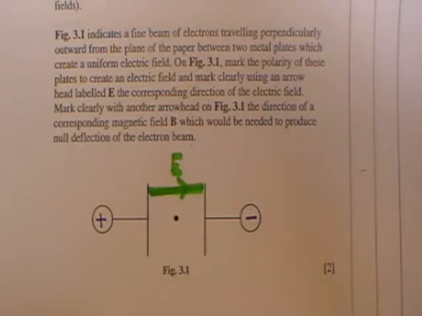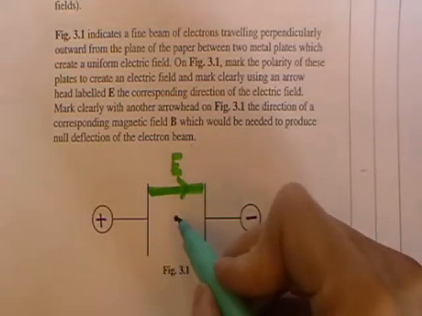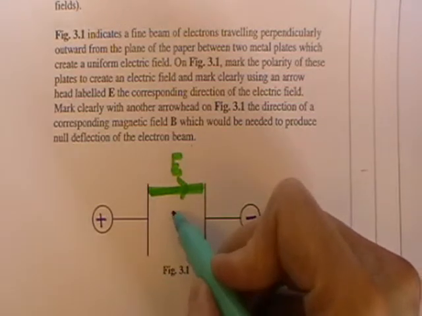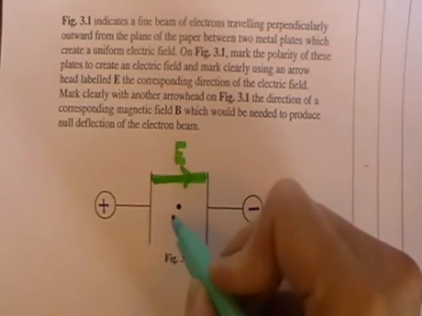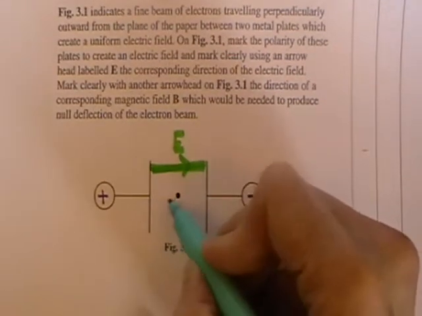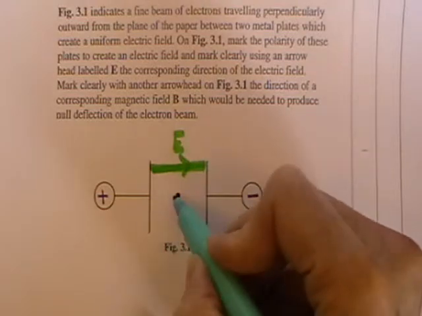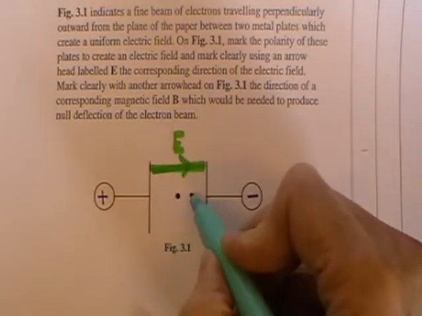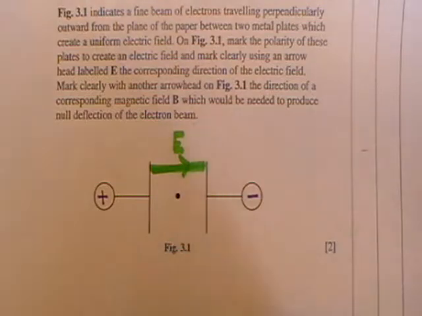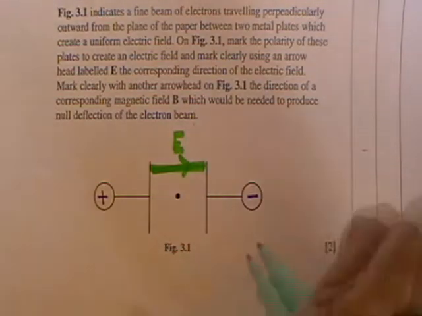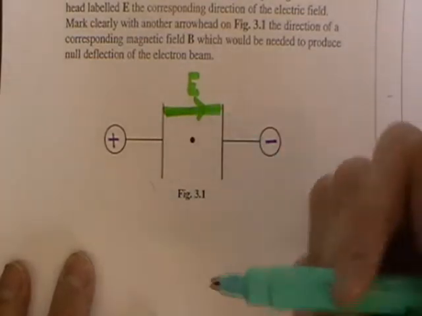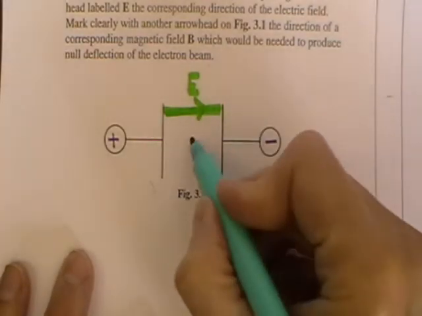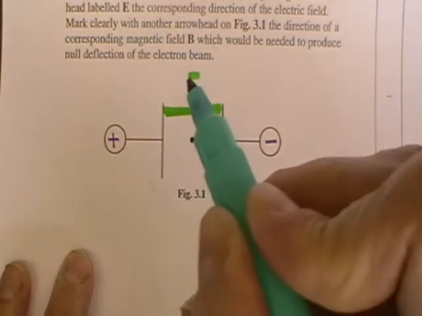So then you have to work out, if you have a beam of electrons and they're coming out of the page, then they're going to experience a force towards the positive plate this way, of course. But something must be stopping them. They must be experiencing a force in the opposite direction, which leaves them in the centre of the two plates. So when you have to determine the direction of the magnetic field, the electrons are coming out of the page towards us.